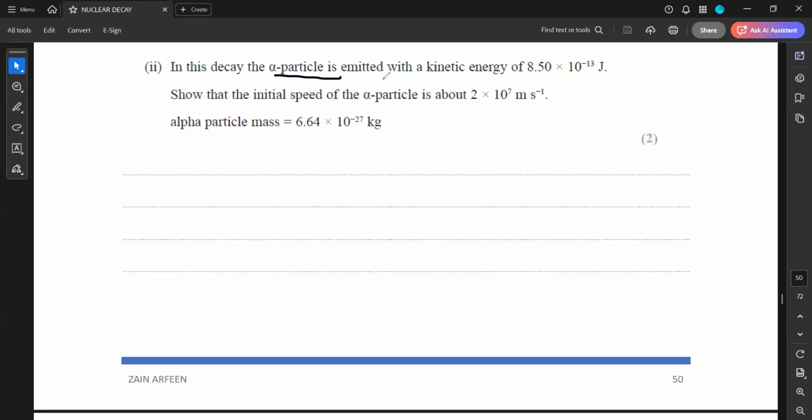In this decay, the alpha particle is emitted with a kinetic energy. So the alpha particle has this kinetic energy. Show that the speed of the alpha particle is about this, and the alpha particle has a mass. So it's a straightforward question in which kinetic energy equals half mv squared.